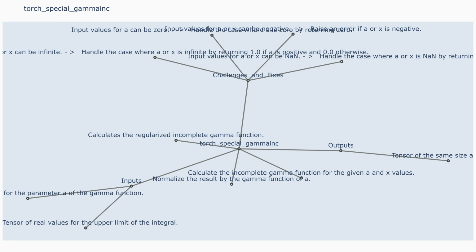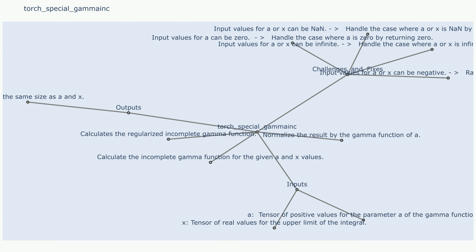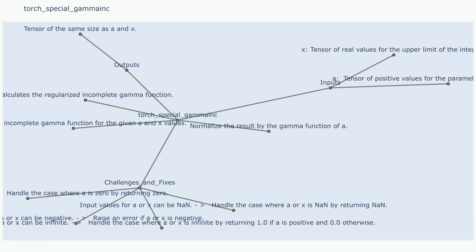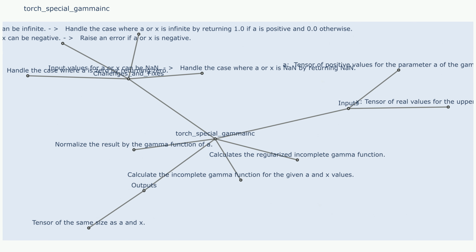torch.special.gammainc. Description: the torch.special.gammainc function computes the lower incomplete gamma function. It calculates the integral from 0 to x of the gamma function. This function is particularly useful in probability and statistics, where it appears in the calculation of cumulative distribution functions for distributions such as the gamma, chi-square, and F distributions.